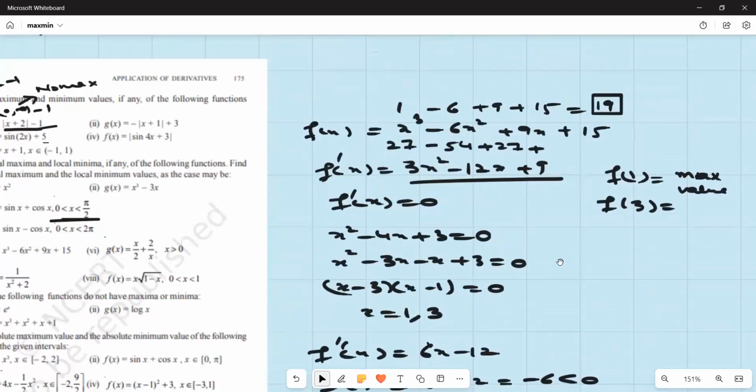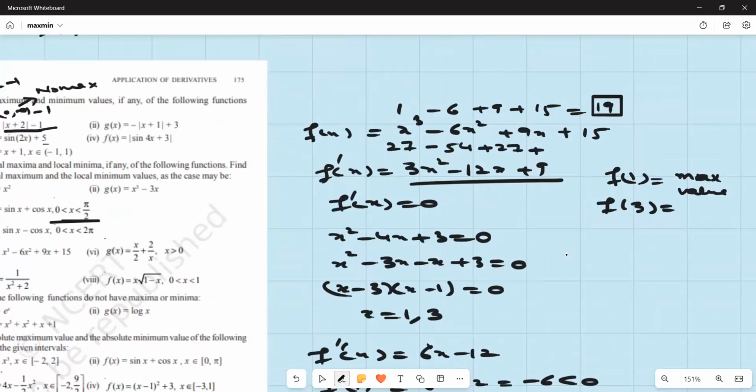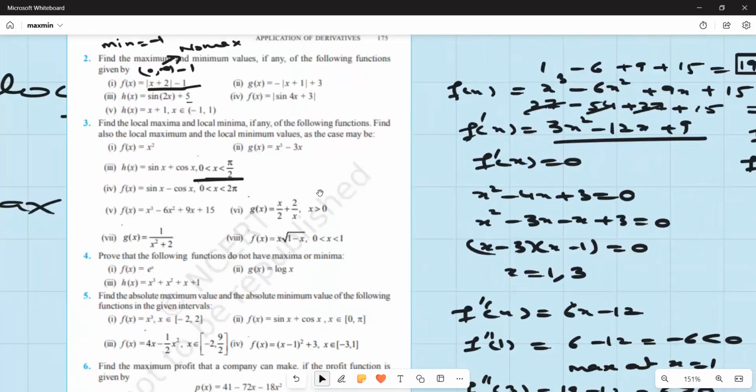Minima at 3 is coming, right? Check. 3 cube is 27 minus 6 into 9 is 54, plus 27 plus 15. So 27 cancels. So this is coming 15. 15 is the minimum value. 19 is the maximum value. Clear, children?